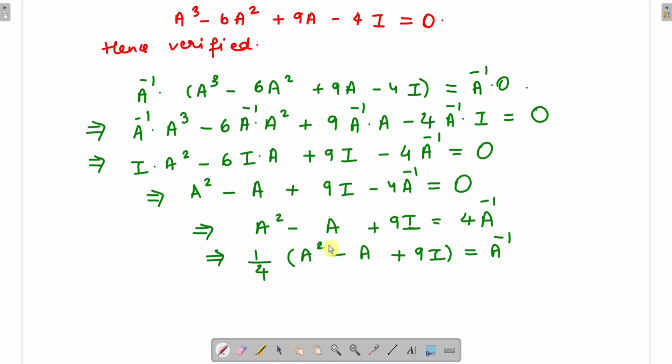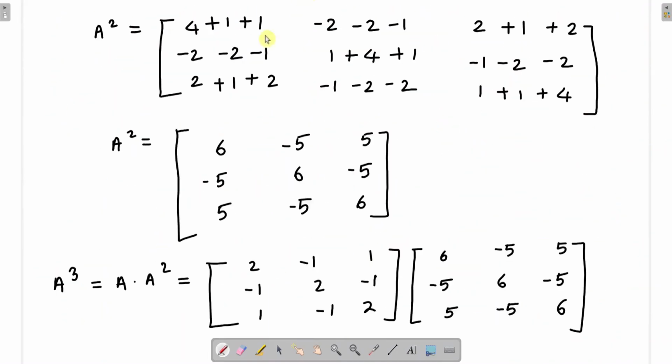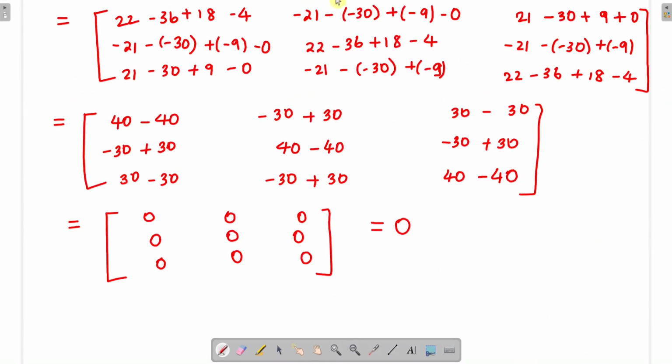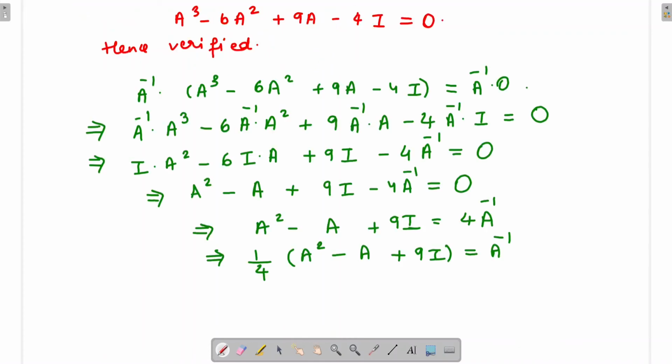And this A square we have already calculated. A square is here: the matrix 6 minus 5 5, then minus 5 6 minus 5, and 5 minus 5 6. This is the matrix A square.